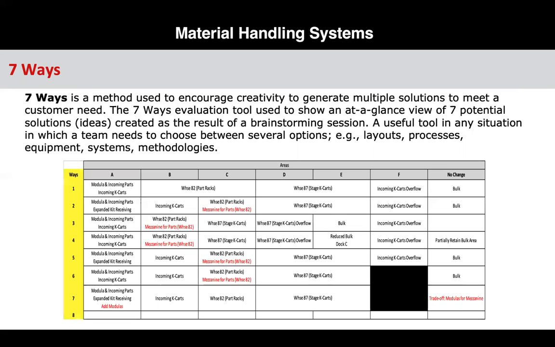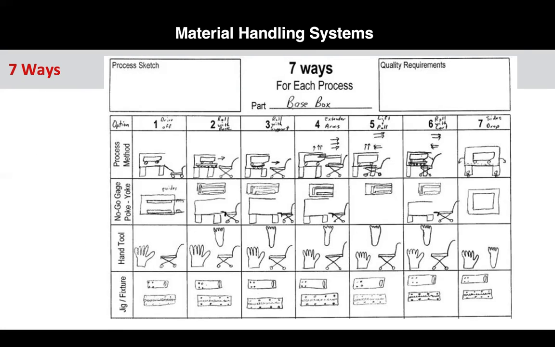The one I showed earlier here, this is again a seven ways, but it's looking at different ways. Actually, this is how to transport material between different departments, but this is still at a pretty high concept level. This one here, we're actually getting into design and what it could look like. Right.